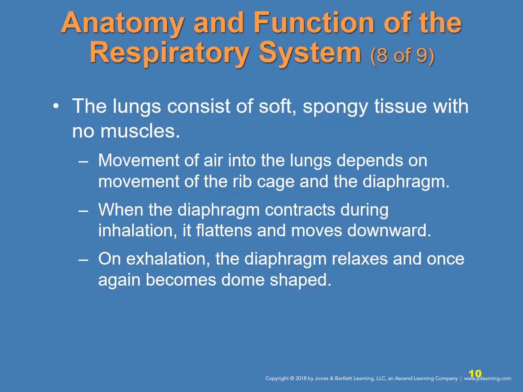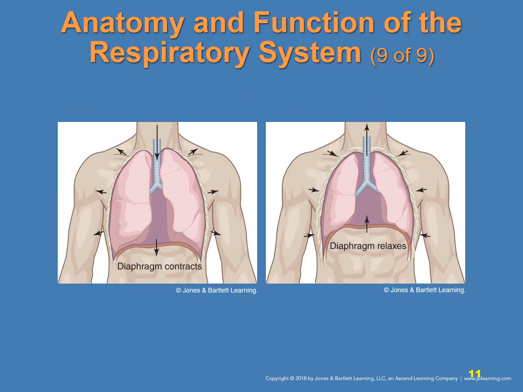The lungs consist of soft, spongy tissue with no muscles. Movement of air into the lungs depends on the movement of the rib cage and the diaphragm. When the diaphragm contracts during inhalation, it flattens and moves downward. On exhalation, the diaphragm relaxes and once again becomes dome-shaped. In the figure below, the normal mechanical act of breathing, left, inhalation, and right is exhalation.